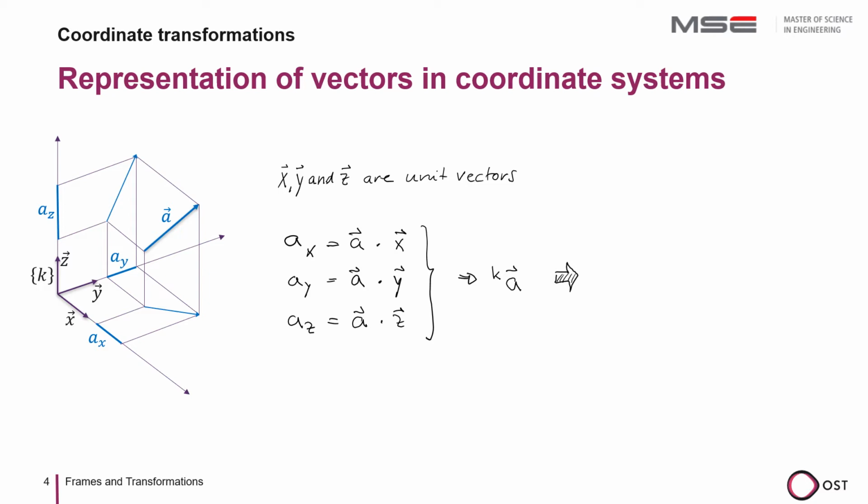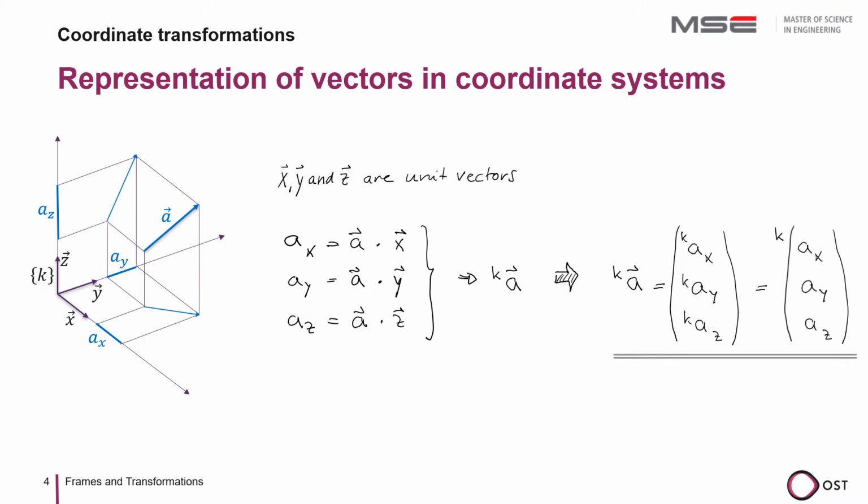So the vector A in the coordinate system K consists of the components AX in K, AY in K, and AZ in K. You can write the identifier for the coordinate system also in front of the parentheses instead of in front of the components.